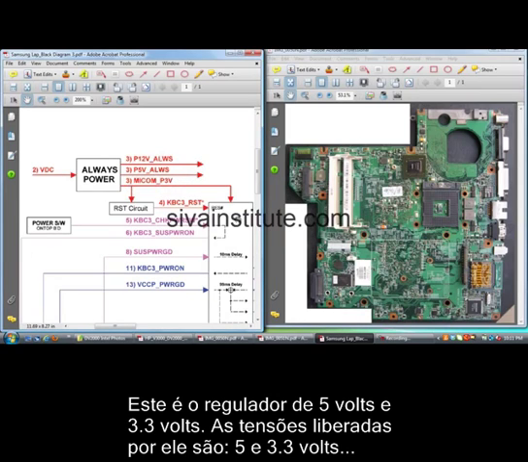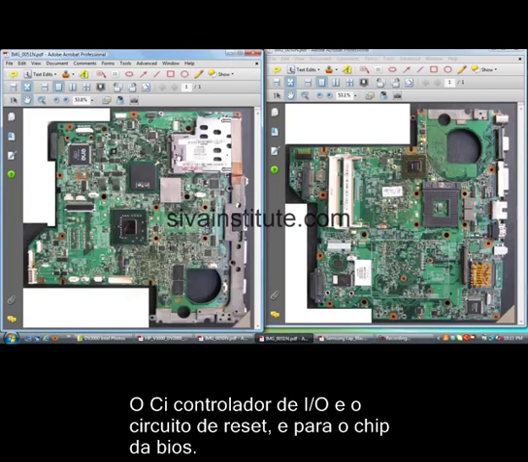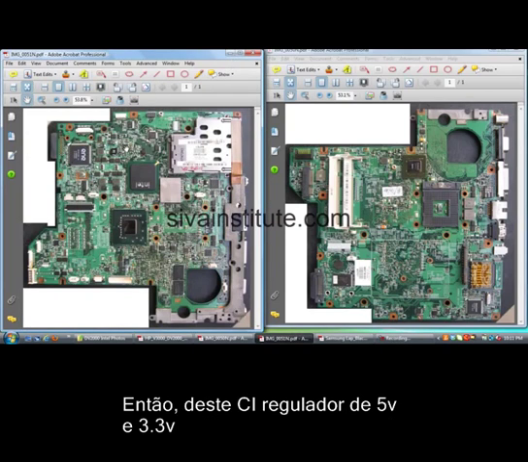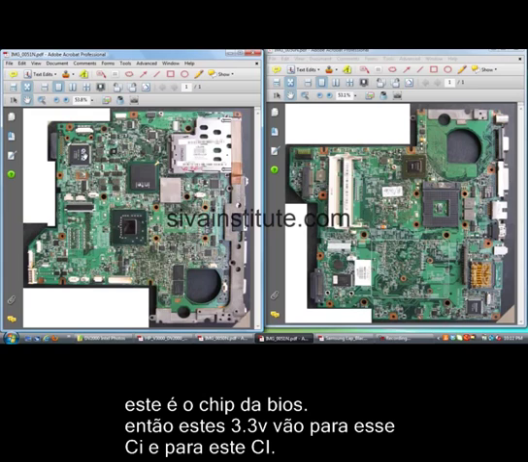This 3.3 volts goes to the ICH, IO controller IC. This voltage goes to the IO controller and reset circuit and the BIOS chip. So this regulator IC, 5 volts and 3.3 volts, that 3.3 volts goes to this IO controller IC and BIOS chip. This is the BIOS chip. This 3.3 volts goes to this IC and this IC.